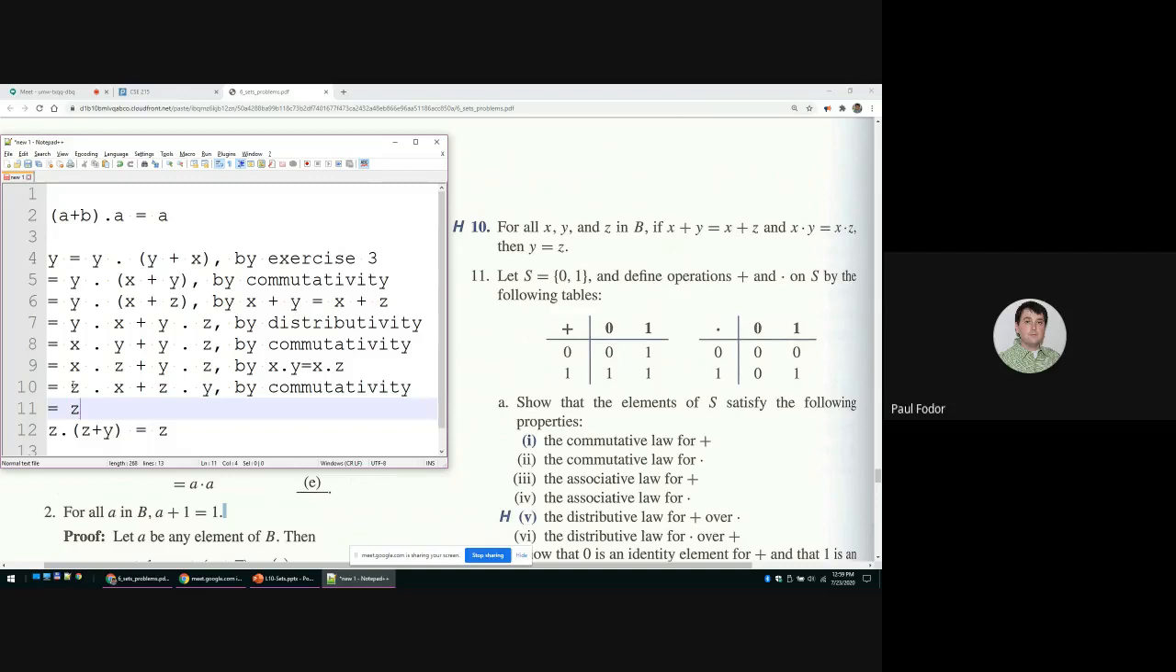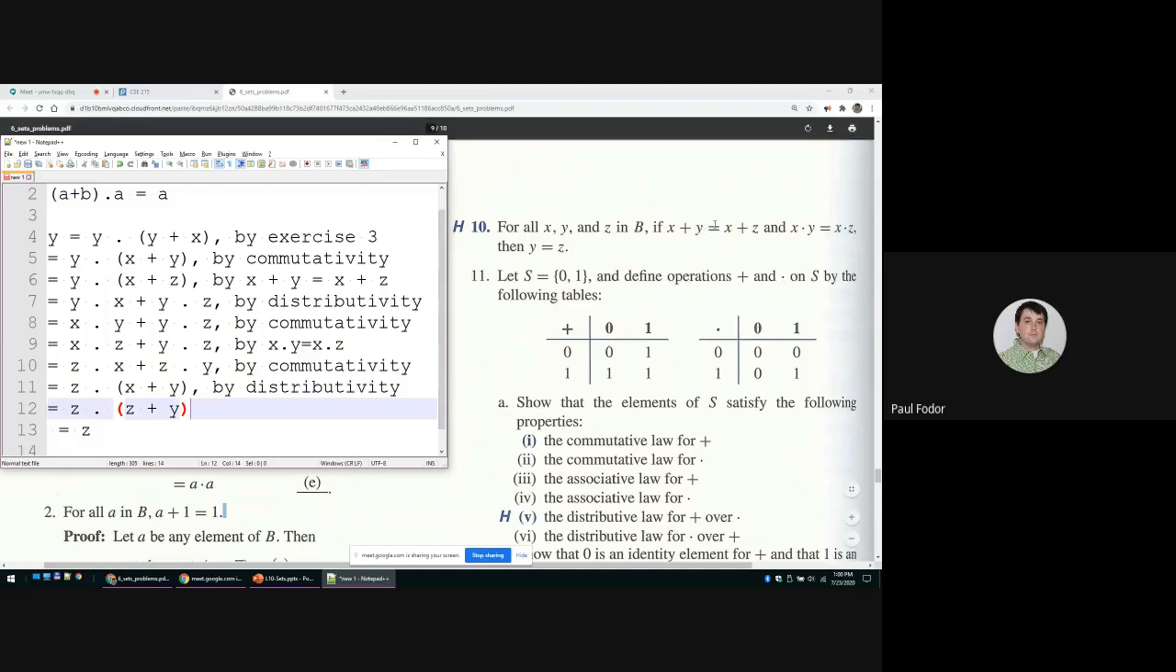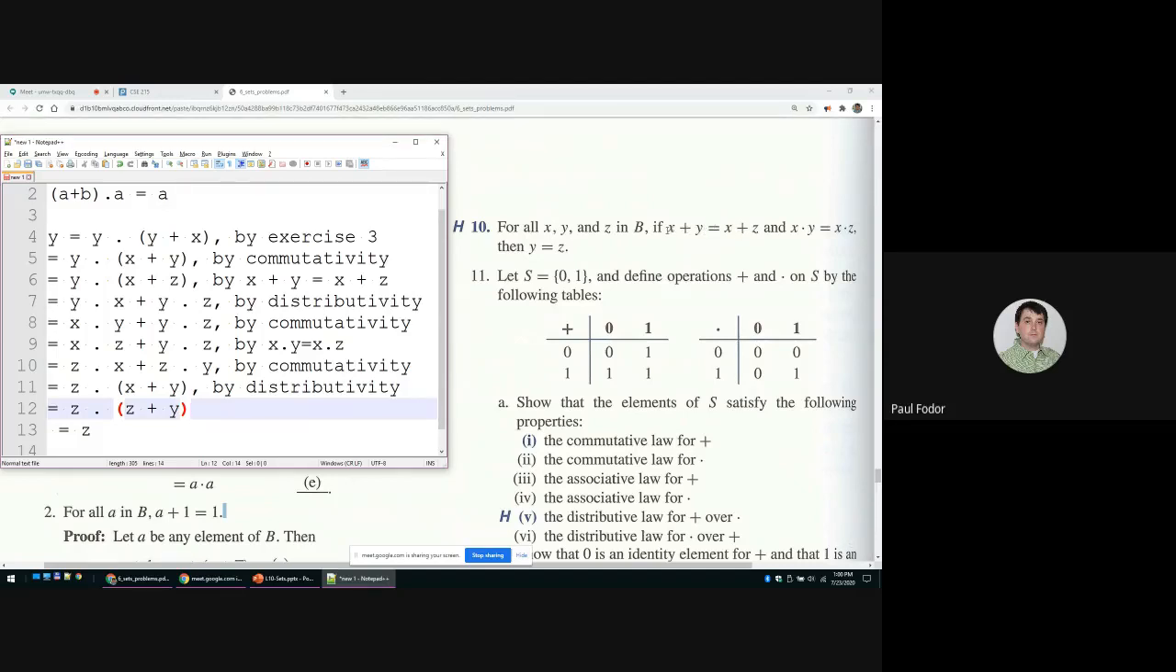And this is Z intersect, by distributivity, X union Y, and this is by distributivity. And now this is equal with Z dot, instead of X plus Y, Y plus Z plus Y. This is the second formula that we get here, or let's see, X plus Y is X plus Z, and this is by the second thing that this is true, and now this is equal with Z.